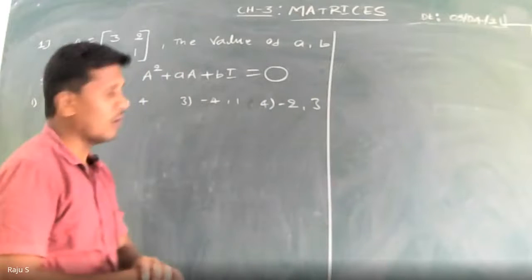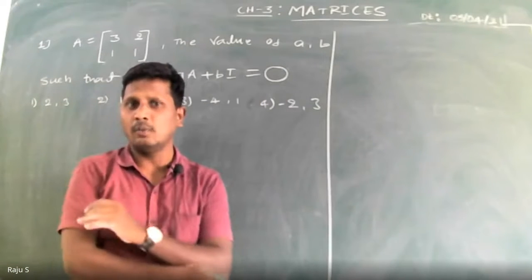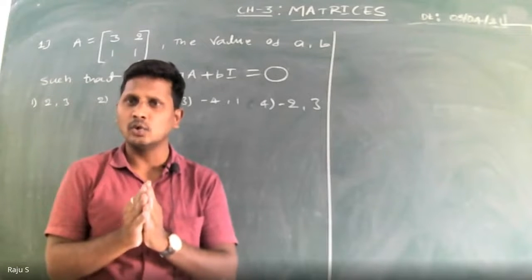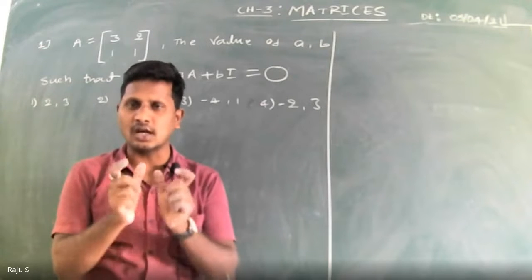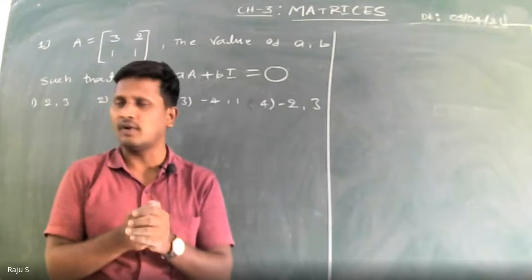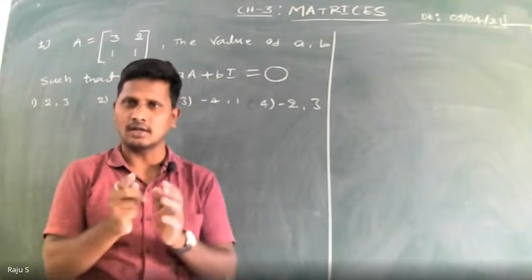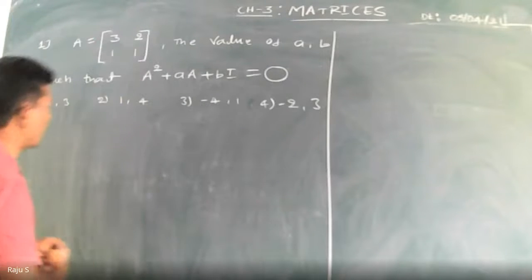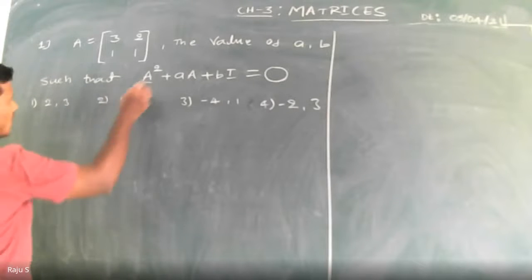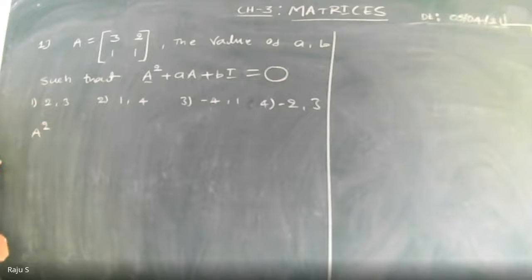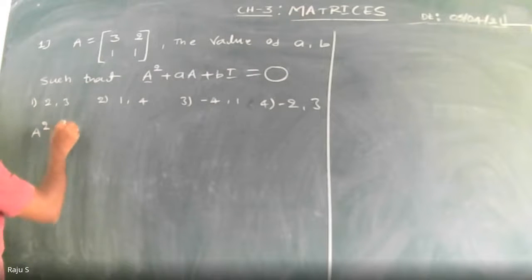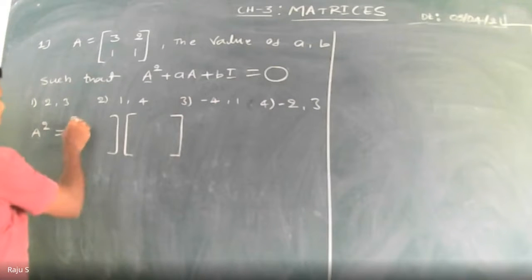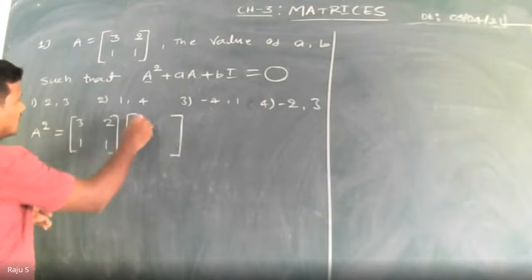What is the meaning of that? Generally, in an OBT question, you should not waste time, so you can use shortcut methods. You should find the solution within 2 or 3 steps. Let's see how to find the a comma b value. First, what is A square? A square is nothing but A into A. First I'm going to tell you the shortcut method.